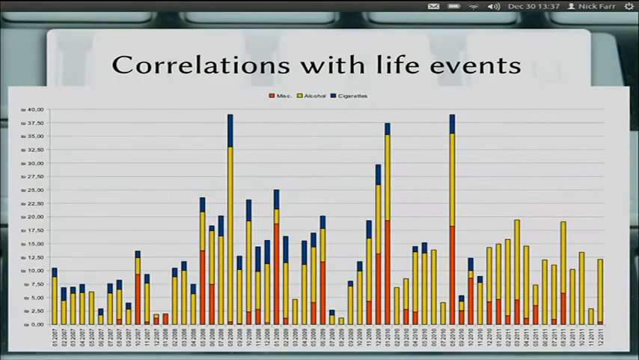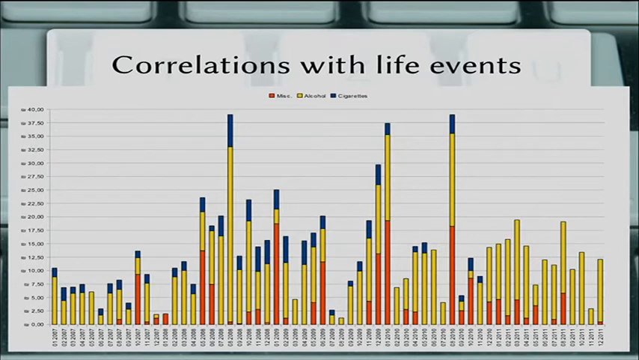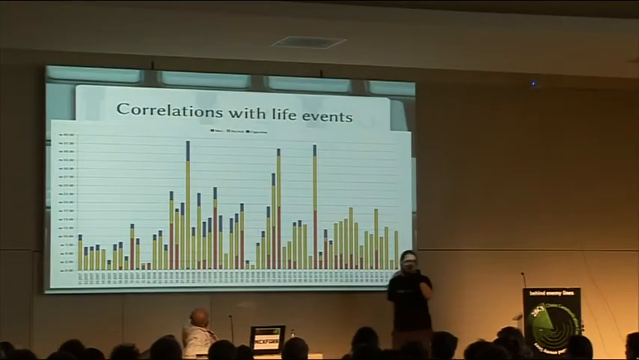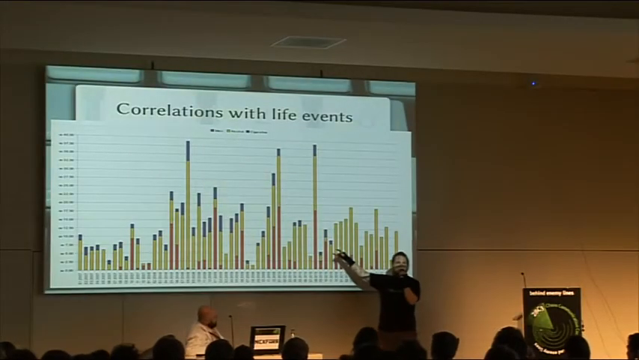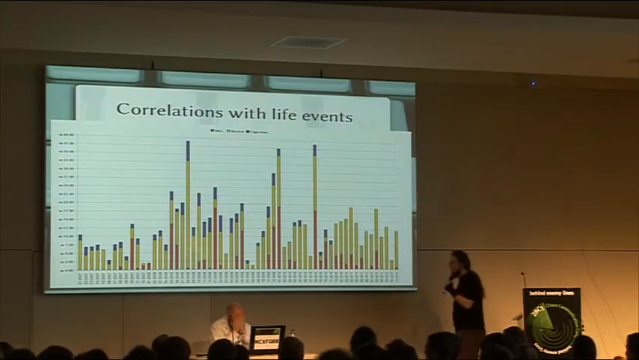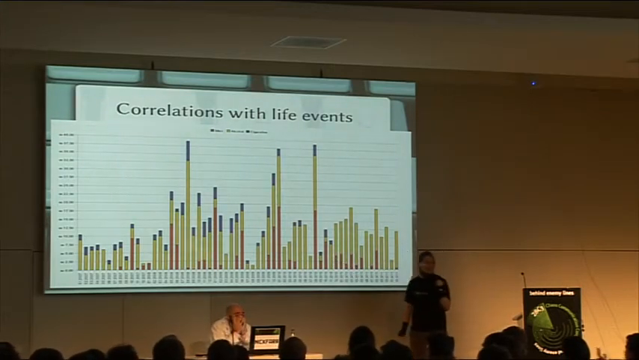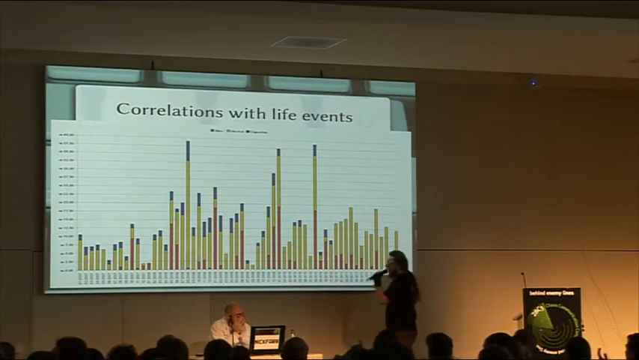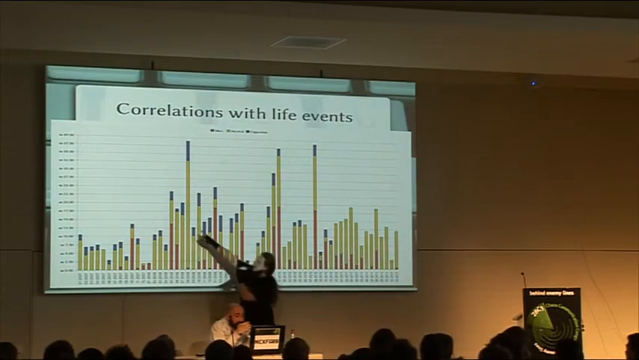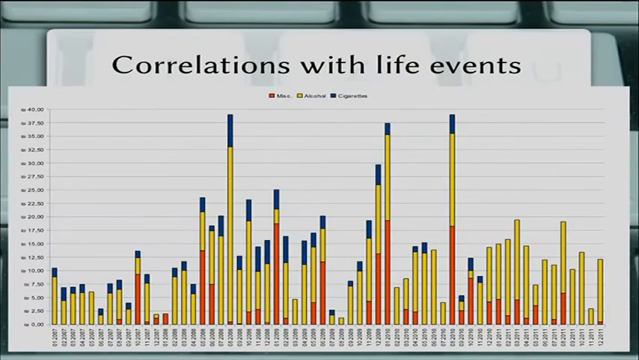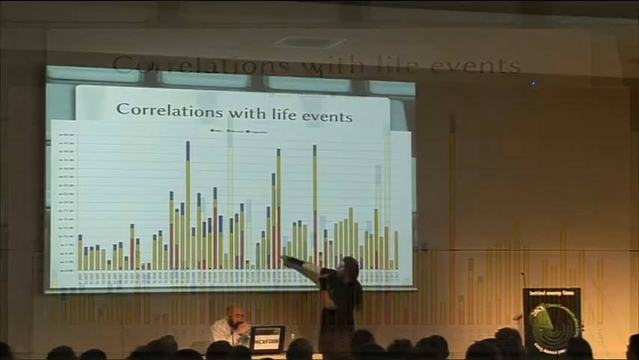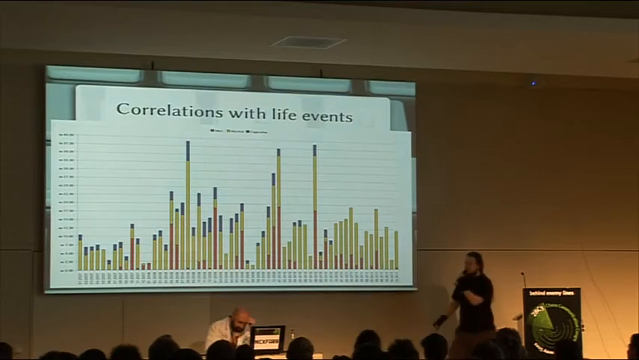And yeah, as I said, you can see life events. The red one is just miscellaneous entertainment, like going to shows and stuff. The yellow bars is alcohol spendings, and the blue bars is cigarette spendings. So you can see how I quit smoking and how that helps. And you can see how my girlfriend broke up with me right here. And, well, yeah, this was one hell of a New Year's party, too. So, slide, please.